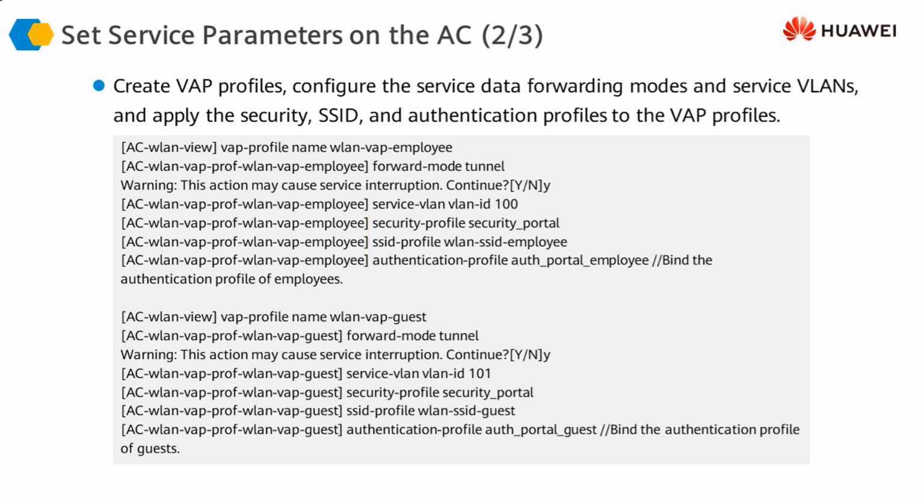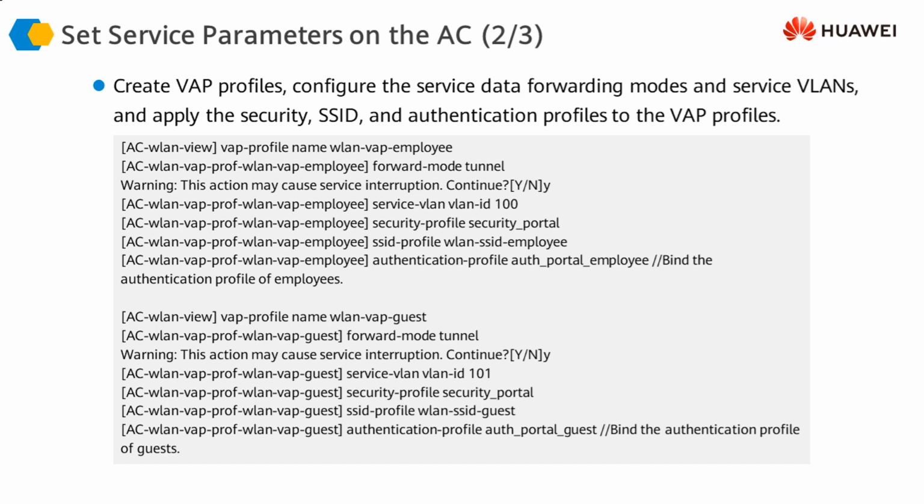You call the security profile, you call the SSID profile, and you call the authentication profile. These three profiles or templates are called in the WAP profile. Similarly, you call the three relevant profiles: security profile, SSID profile, and authentication profile. You call all these three profiles into the WAP profile.